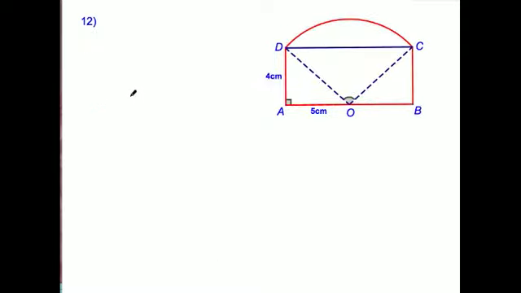In the next sum, we need to find the perimeter and the area of this figure. In order to do so, we need to find the angle and the radius of the sector. The radius of the sector can be found by using Pythagoras' theorem, and the angle can be found by using tangent.